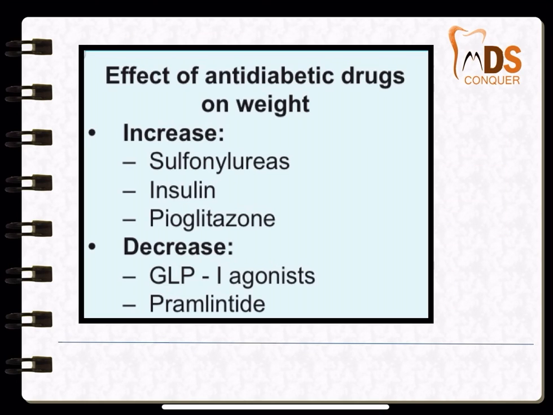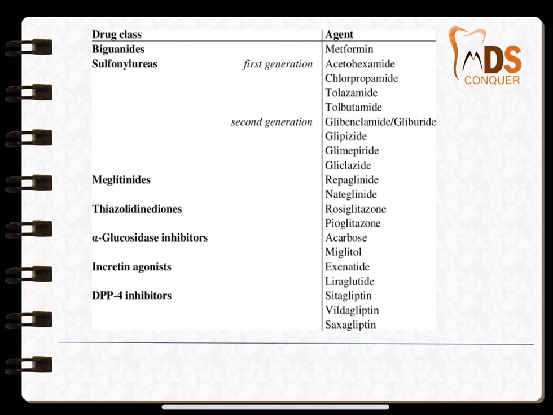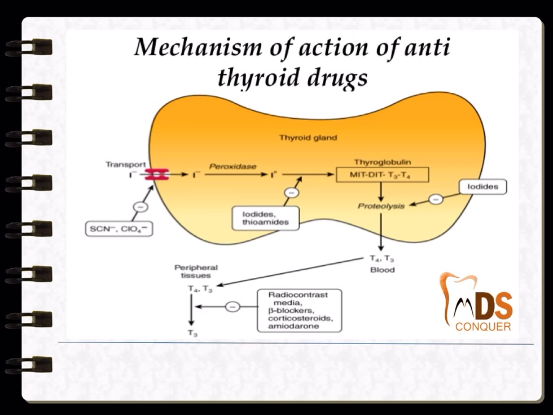So next, effect of anti-diabetic drugs on weight. If you see, those drugs which increase the weight and those drugs which decrease the weight are clearly given here. Have a look. So this is the summary of all the anti-diabetic drugs, so you can have an idea. First thing is the classification and the important points related to each and every drug. Do note it down. Okay, that's with the anti-diabetic.